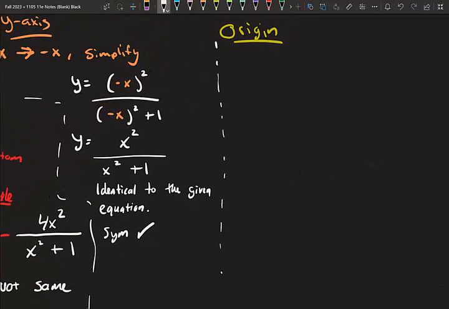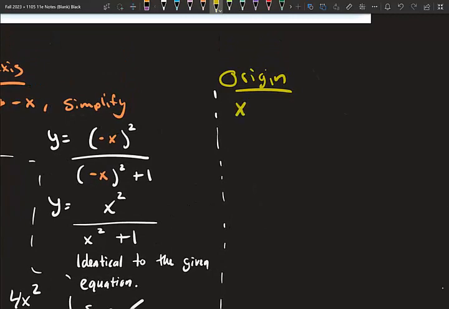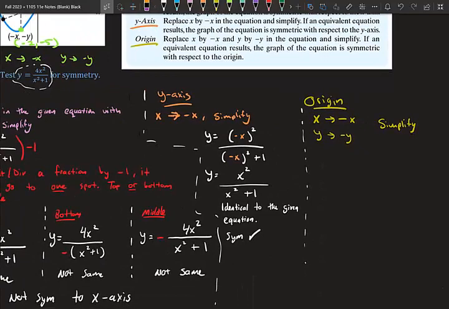So origin is the special one. We do both. Now, this is an interesting and funny way of how I remember that it's both: origin has two eyes, so I need to do two things. Does that work for me? Just start using devices and phrases and funny little things to help you figure out how to remember everything. With origin, we switch x to negative x and y to negative y, then we simplify. So basically, we just do both steps in one.